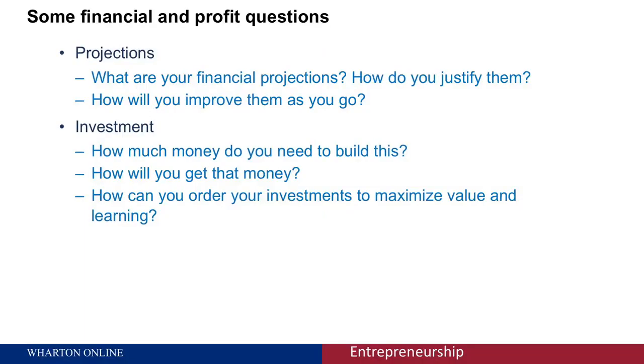The final set of questions is around financial and profit formulas. So what are your financial projections and how do you justify them? What do you know about them? Something we'll be talking a little bit more about when we talk about discovery-driven planning in a couple lessons from now. And then how will you improve and make your projections better as you move along?